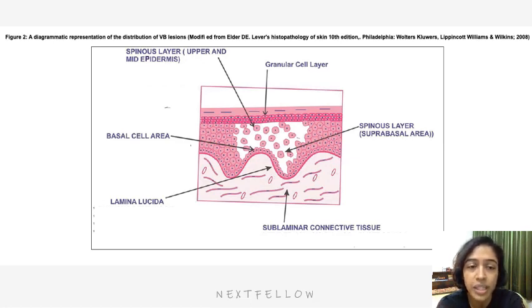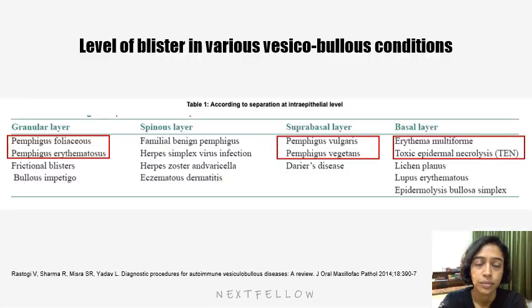Beneath that you have the basement membrane zone separating the epidermis from the dermis. That's divided into lamina lucida and lamina densa. And below that you have the sublamina connective tissue. So this is an important chart. This shows the level of the blister within the epidermis and the important diseases at each level.